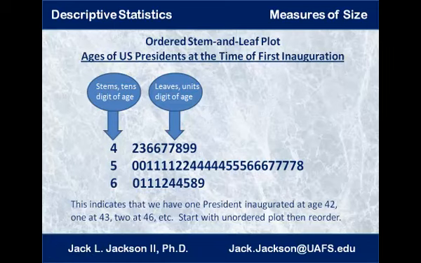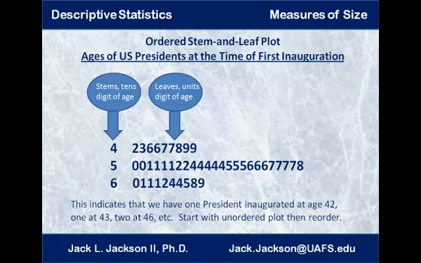Notice the stems are the tens digits of the age and the leaves the units digits. So this says we had one president who was inaugurated at the age of 42, one at the age of 43, one at the age of 46, another one at the age of 46, for a total of two 46s, two 47s, a 48, two 49s, and so forth. Notice that we had a lot more in the 50s, about equal amounts in the 40s and 60s. None below 40, none above 69.